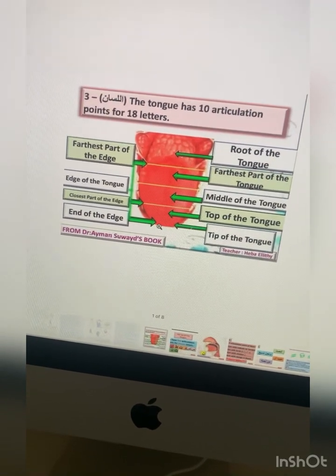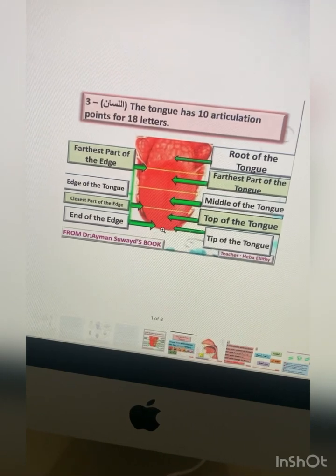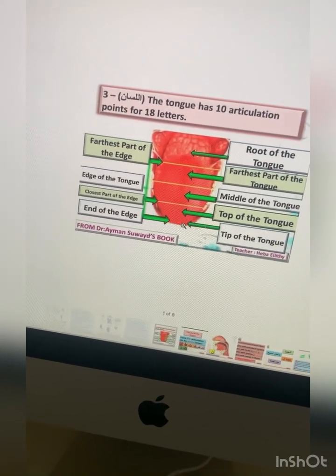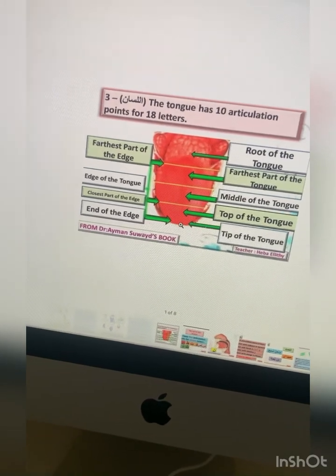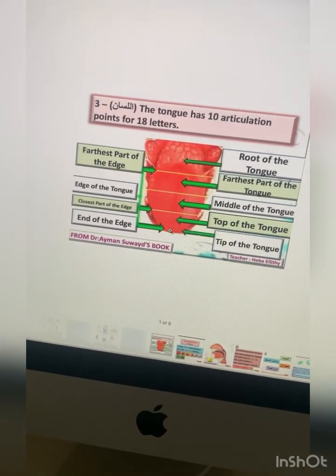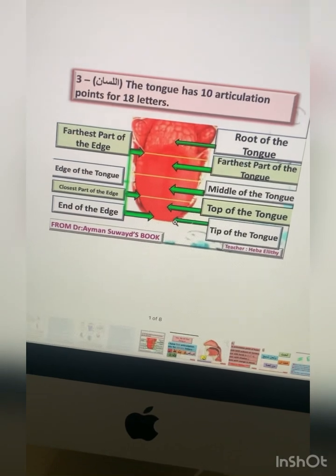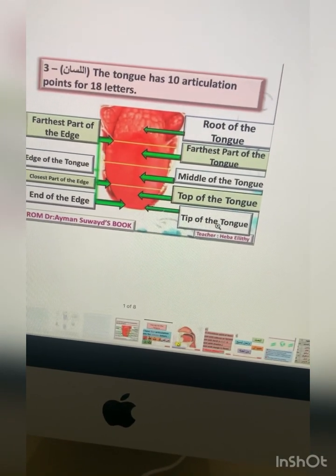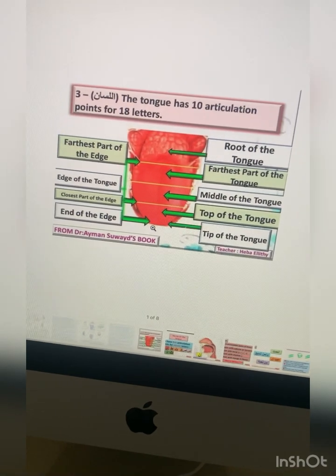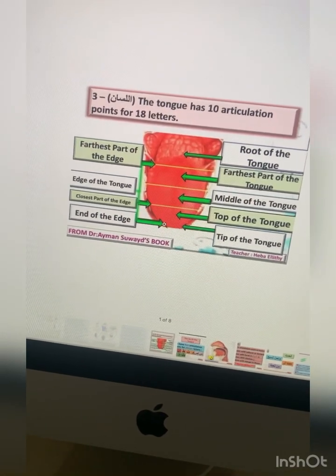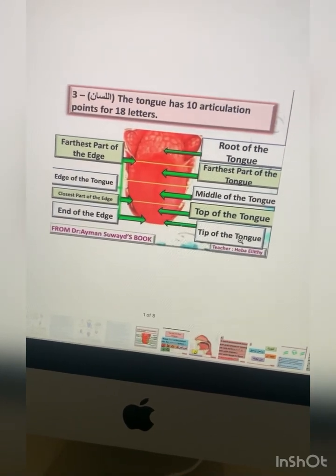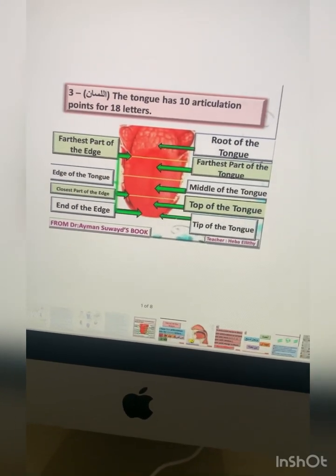Noon is not the only letter that can be articulated in this part; we have some more letters. So just remember this part is called the tip of the tongue, and in the next slide we're going to find out how many letters can be built in this part, the lower part of your tongue.